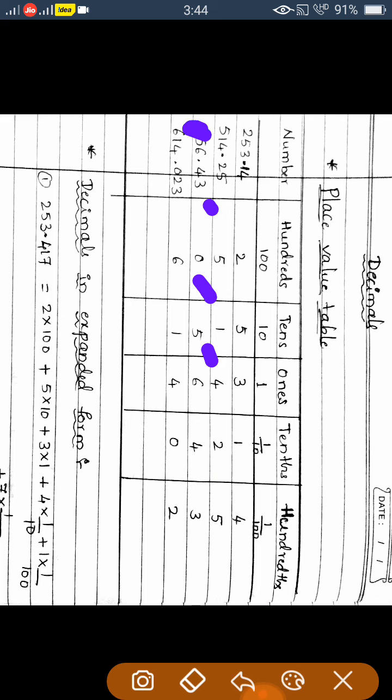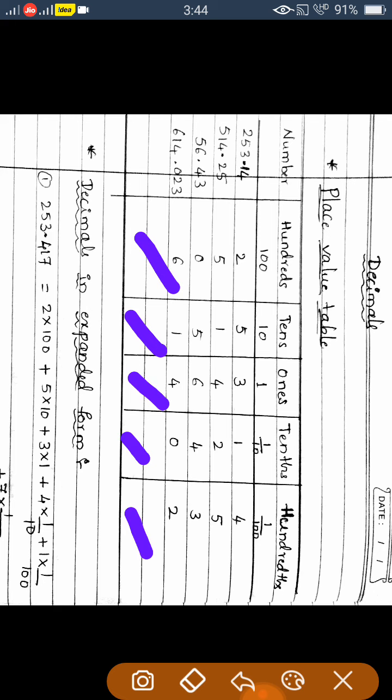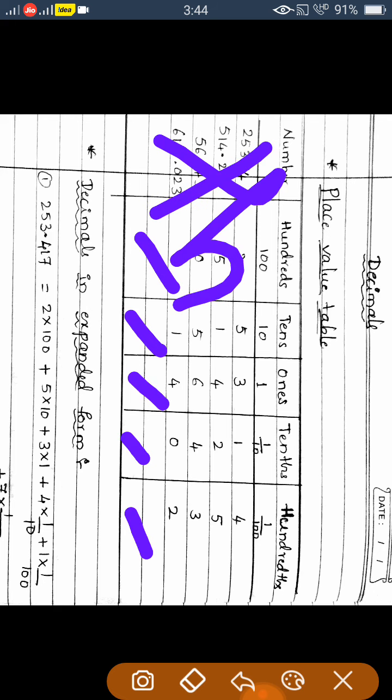Before a number, if you write 0, it doesn't mean any value, it is the same as it is. So 5 is in the tens place, 6 is in the ones place, and 4 is in the tenths place, and 3 is in the hundredths place. In the same way, 614.023, 6 is in the hundreds place, 1 is in the tens place, 4 is in the ones place, after the decimal 0, 2. If 3 is there, it will become the thousandths.